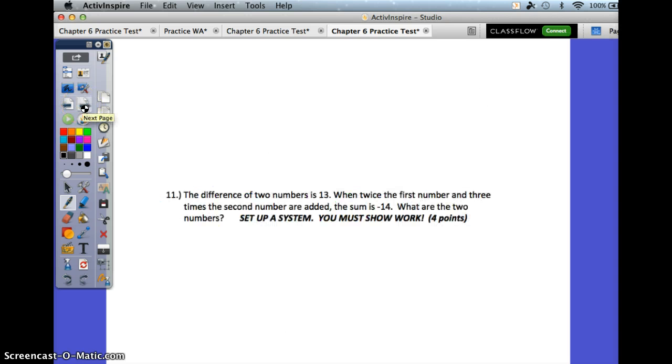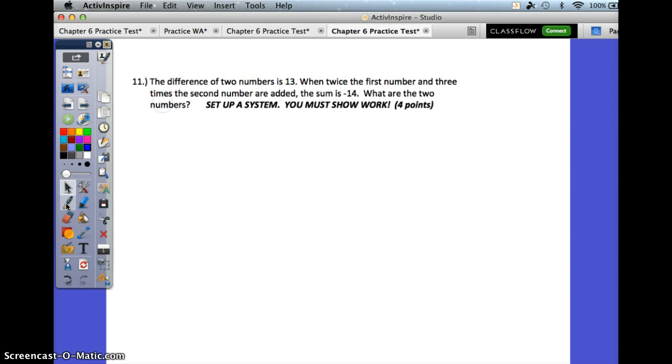Number 11. It's like a little riddle. The difference of two numbers is 13. When twice the first number and 3 times the second number are added, their sum is negative 14. What are the two numbers?